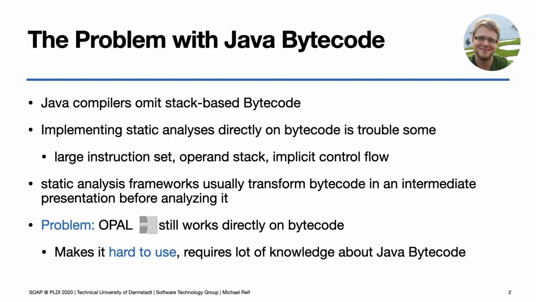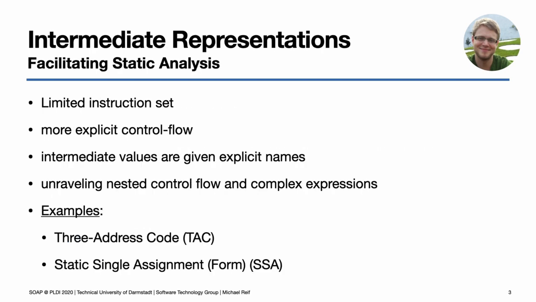To facilitate the development of static analyses, we wanted OPAL to also benefit from having an intermediate representation, especially benefiting from a limited instruction set. For example, loading a constant integer in Java Bytecode has 4 different instructions, whereas we could use only one for it, right? But an intermediate representation also has other benefits, such as explicit control flow, that all the intermediate values have explicit names, and additionally the nested control flow and the complex expressions are simplified.